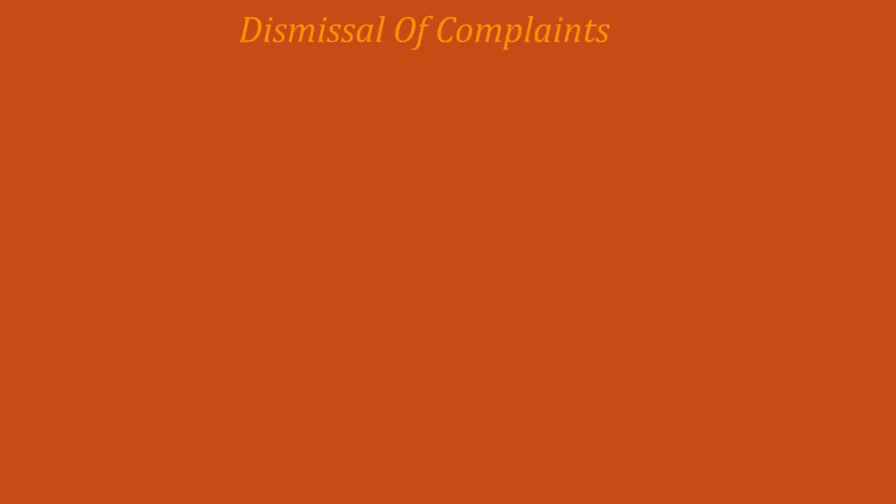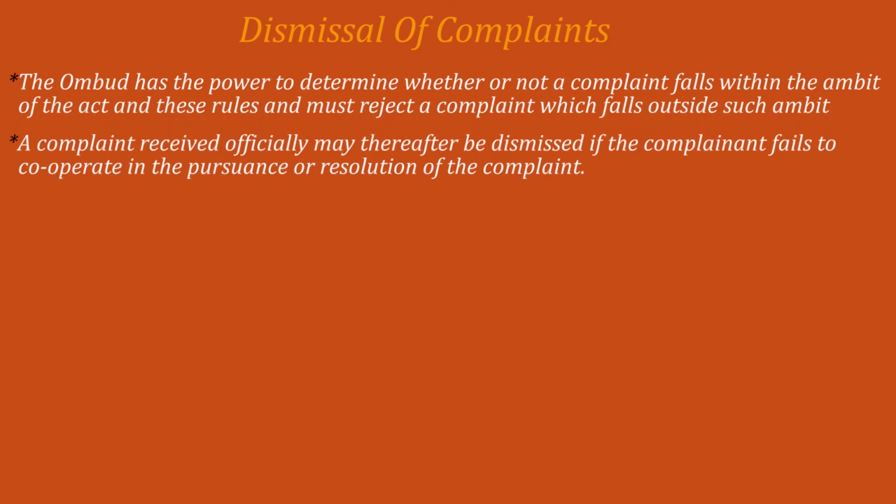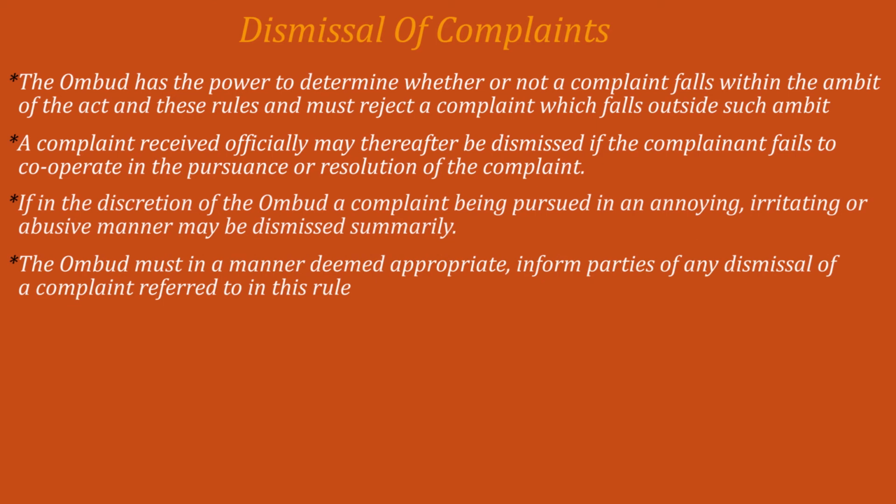The ombudsman has the power to determine whether or not a complaint falls within the ambit of the act and these rules, and must reject a complaint which falls outside such ambit. A complaint received officially may thereafter be dismissed if the complainant fails to cooperate in the pursuance or resolution of the complaint. If in the discretion of the ombudsman a complaint is being pursued in an annoying, irritating, or abusive manner, it may be dismissed summarily. The ombudsman must, in a manner deemed appropriate, inform parties of any dismissal of a complaint referred to in these rules.